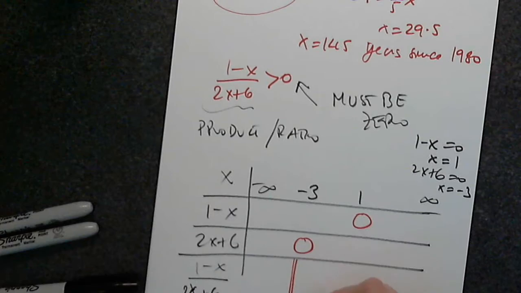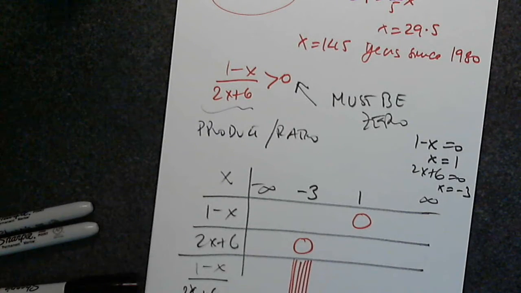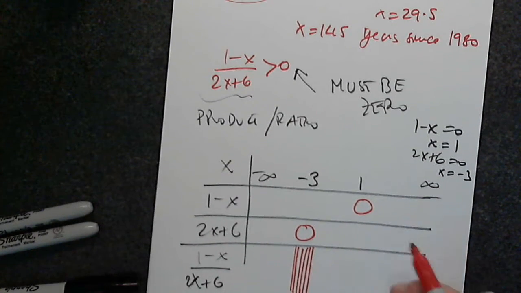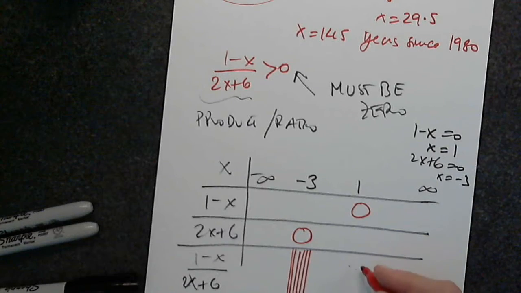It does not exist. When the denominator is 0, the fraction does not exist. Very good. So now what happens when x is 1? Then it's 0.